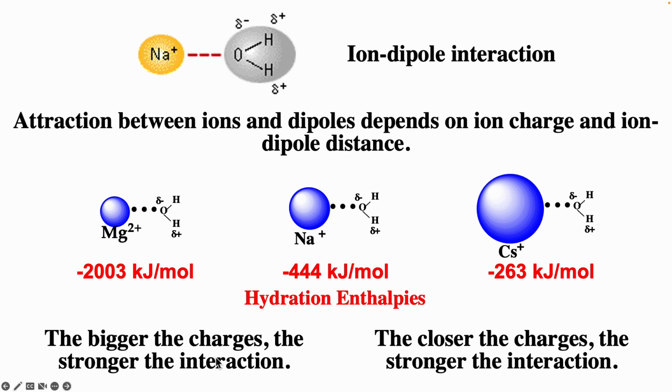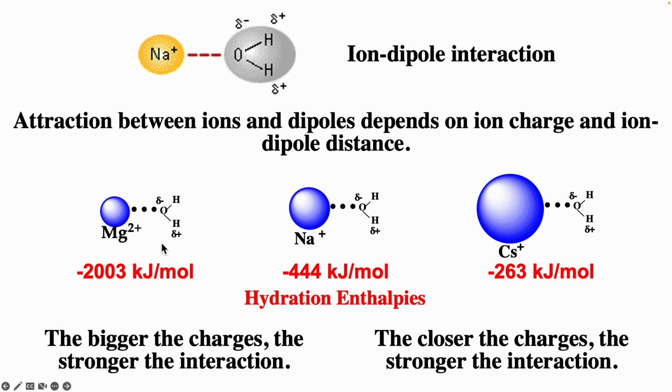Now, the bigger the charges, the stronger the attraction. Again, it's just following Coulomb's law. And the smaller the radius, the stronger the interaction. And when you say bigger charge, remember it's the absolute charge. So you treat a +2 the same as you treat a -2.